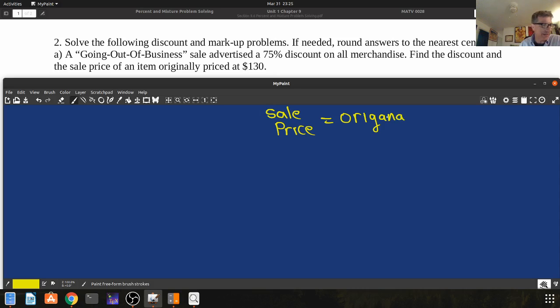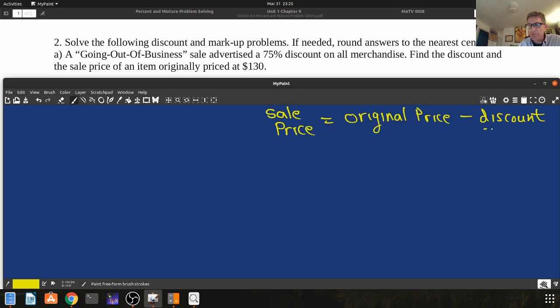That doesn't look right to me. I'm misspelling that. And yes, it's bothering me, so I'm going to change it. The sale price is equal to the original price minus the discount. So that's just common sense. I'm actually subtracting some non-zero amount from the original price.